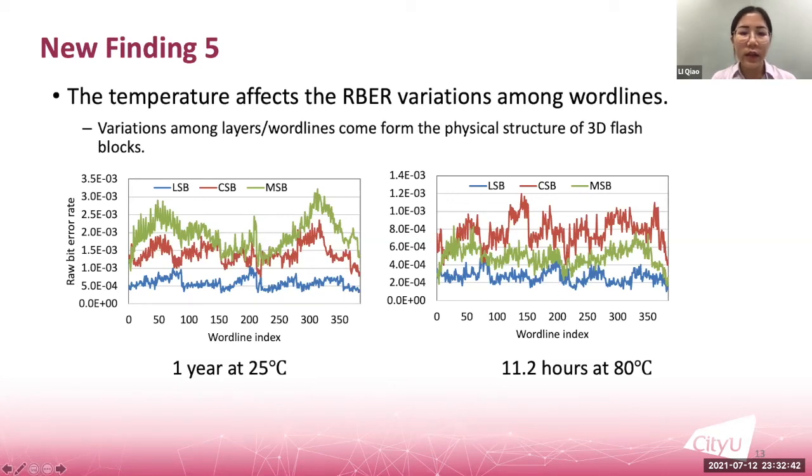However, in this work, we found that such variation is not consistent, especially for CSB and MSB pages when the temperature is changed. For example, at 25 degrees, the MSB page of this word line has the highest raw bit error rate, while at 80 degrees, the CSB page of this word line has the highest raw bit error rate.